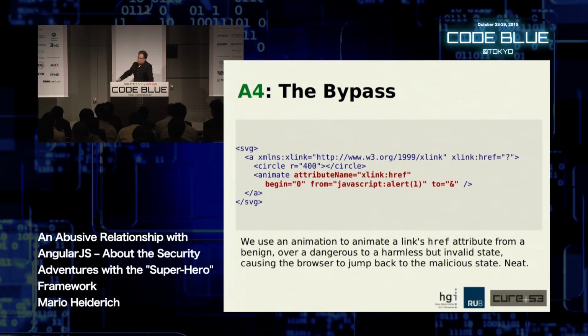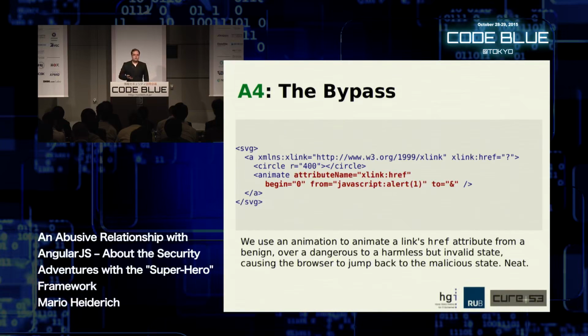You take an SVG element, you take an anchor, you have a harmless attribute in this anchor. You say xlink:href equals question mark. Completely harmless, doesn't do anything. Then you put something inside this anchor to display it, like a huge circle, this one here. And then after that circle, you put an animate element. With an animate element, you can animate declaratively the parent element of the animate element.